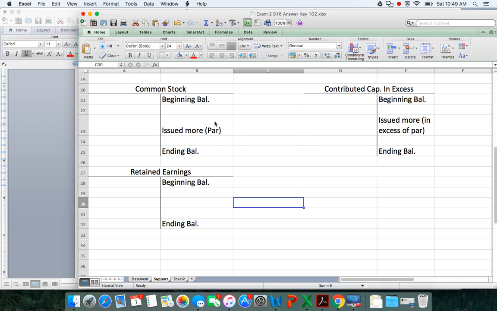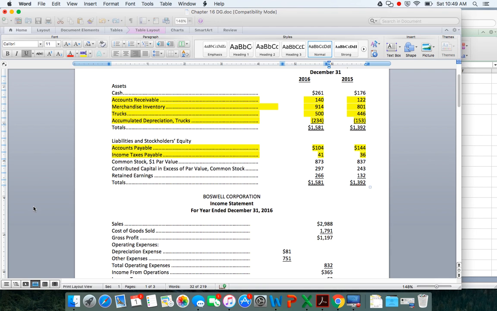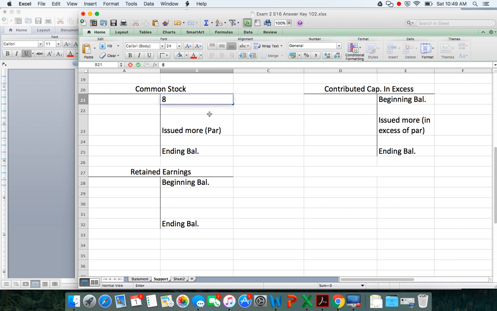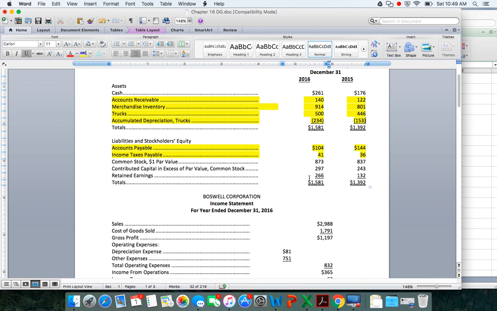Okay. Let's deal with the common stock accounts, and then we'll fill in some more blanks with my retained earnings account. All right. So with common stock, I know common stock started with 837. And if I look back at this balance sheet one more time, I can see that common stock ended with 873.